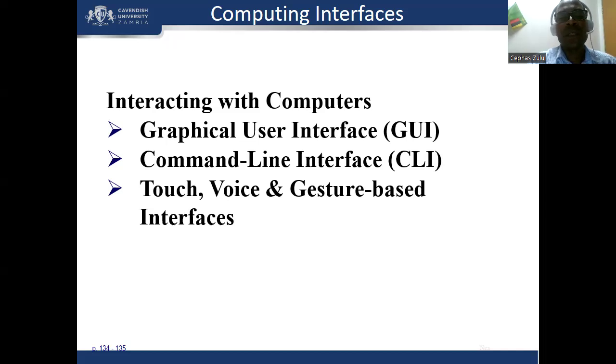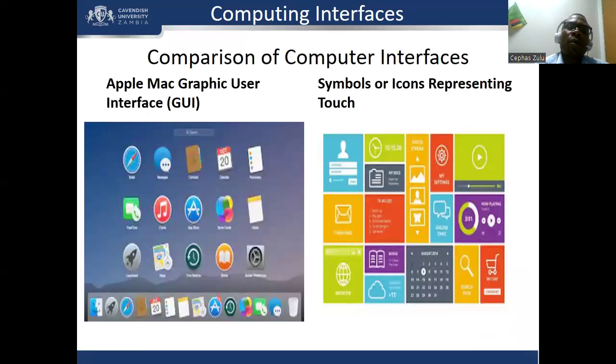Then there's what is known as gesture-based interface. So this one is normally designed for people who have got difficulties of different sorts. So you can use gestures to interact with your computer system. All right, so examples of computer interfaces are displayed in this picture.